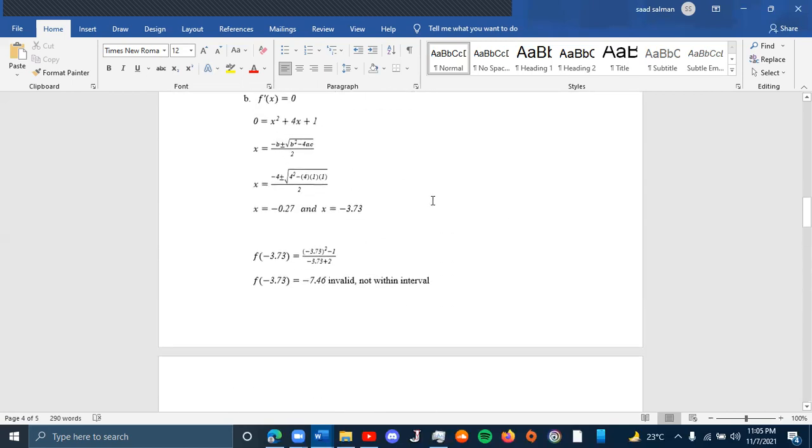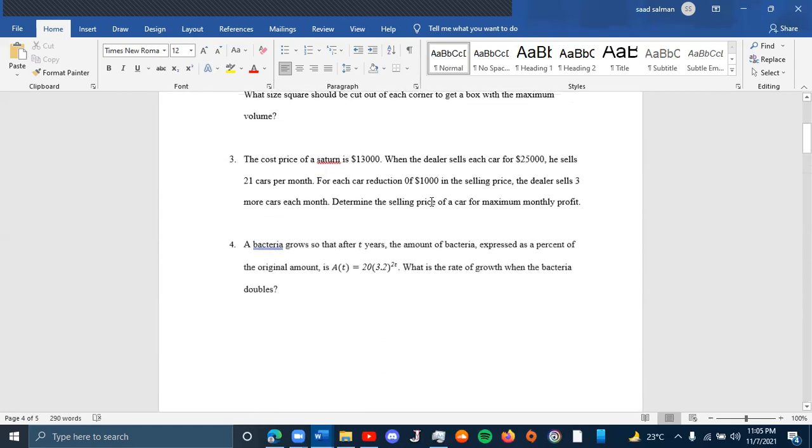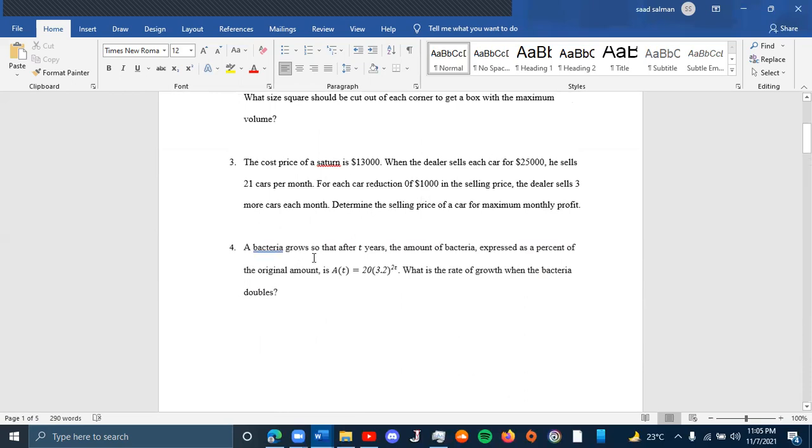Moving on to question number 4. Question number 4 is: a bacteria grows so that after t years the amount of bacteria, expressed as a percentage of the original amount, is A of t is equal to 20 multiplied by 3.2 to the power of 2t. What is the rate of growth when the bacteria double?